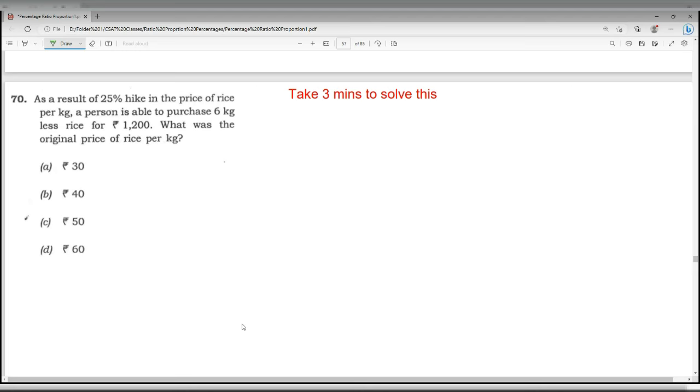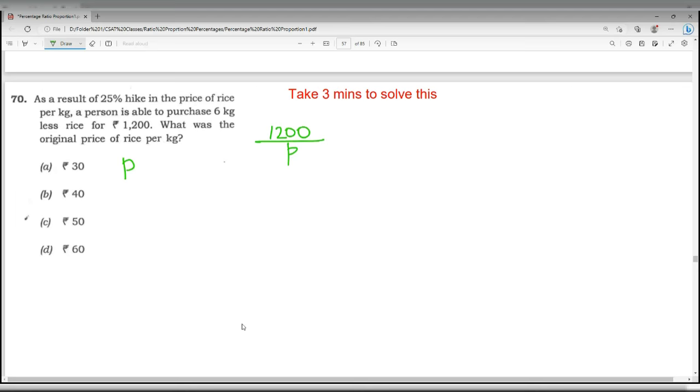So what they're asking is, as a result of 25% hike in the price of rice per kg, a person is able to purchase 6 kgs less rice for 1,200. What was the original price of the rice per kg? So let the original price of the rice be P. And earlier he could purchase 1,200 by P kgs.